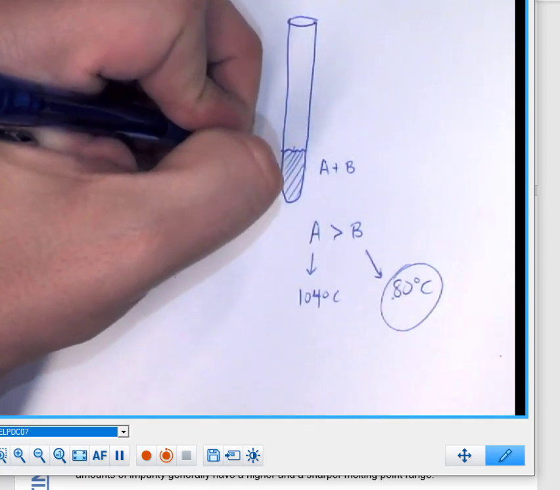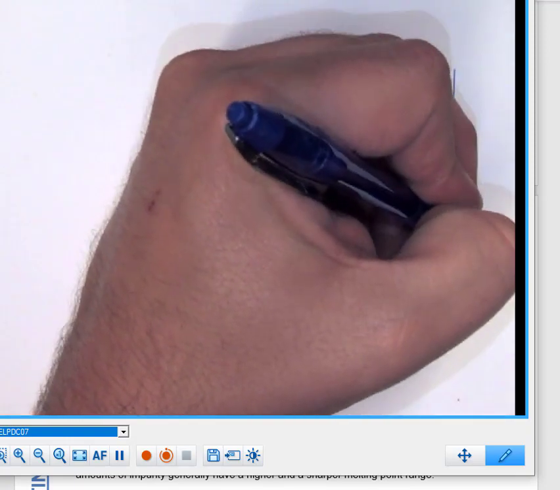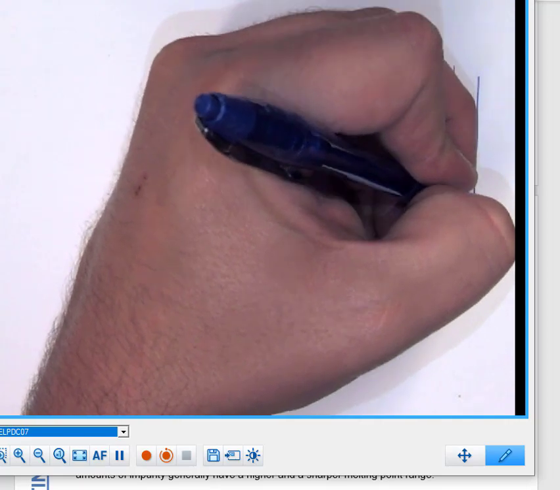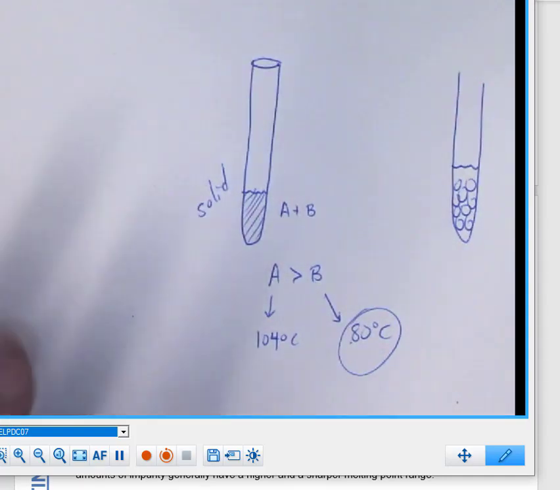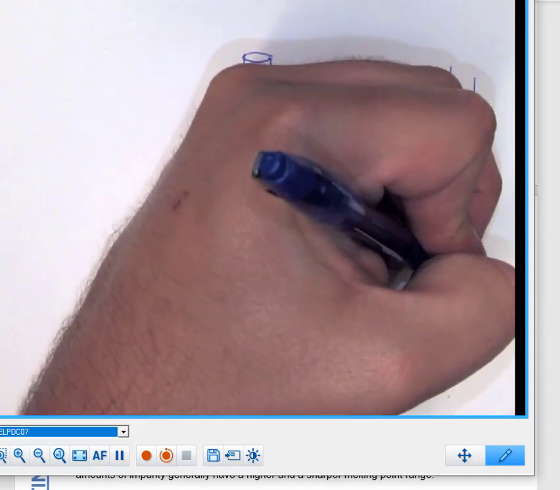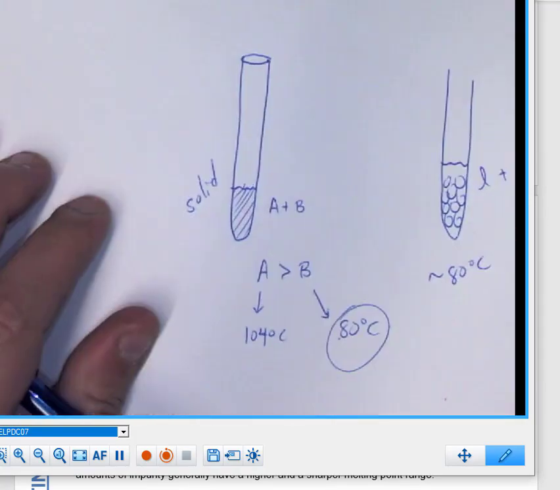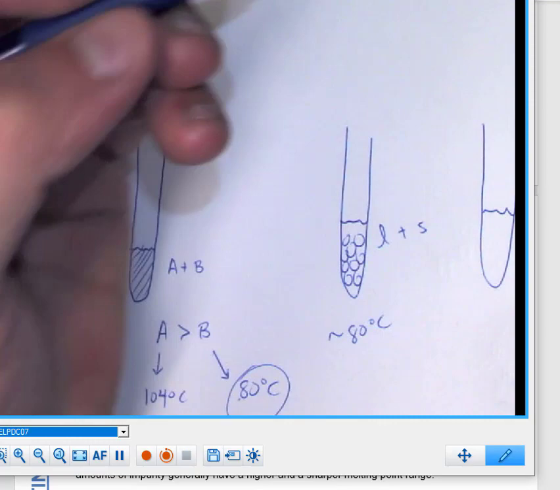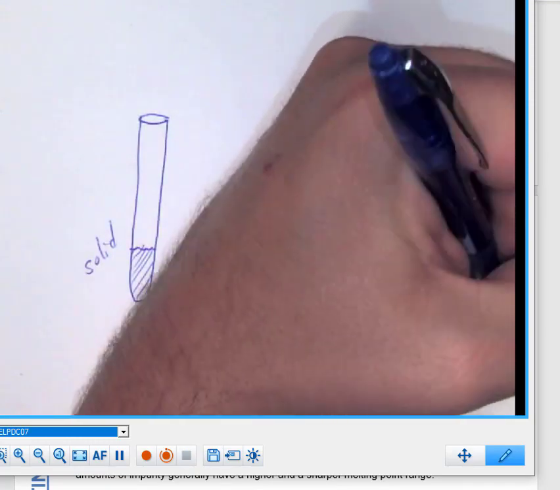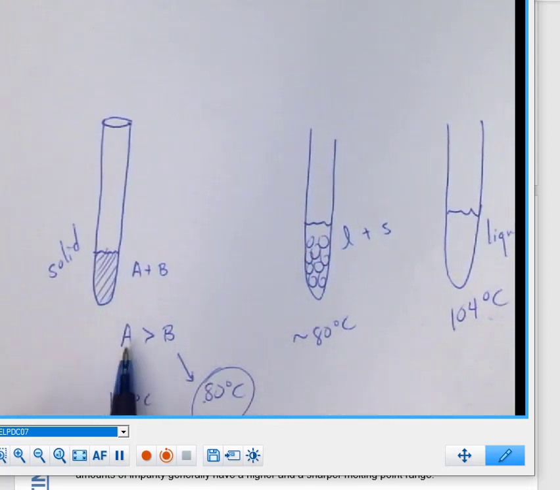So you've got nothing but solid below, say at room temperature, right? And then at 80 degrees C, you're going to see mostly a bunch of solid. The circles will be my solid, and then you'll see liquid and solid together at, say, approximately 80 degrees C. Okay, so liquid plus solid. And then, of course, definitely at 104 degrees C, you're going to see nothing but liquid at 104 degrees C. Now, that is if you have a ratio of A to B that's not at the eutectic point.